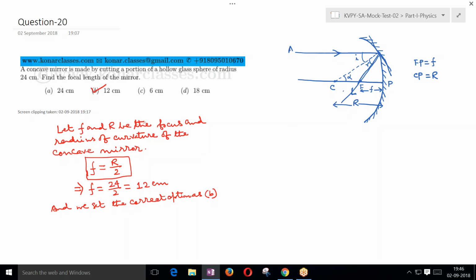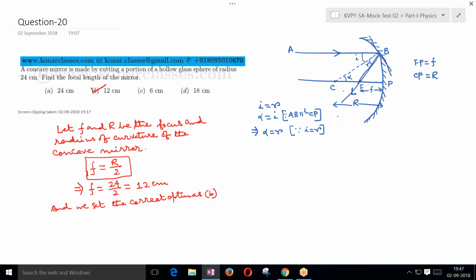Now suppose the ray starts from the point A and reaches the point B. And what we know from the fundamental law is that i is equal to r. That is one thing, and alpha is equal to i. Why is alpha equal to i? Since AB is parallel to CP, these two angles are equal. So from these two we can conclude that alpha is equal to r, since i is equal to r in the previous step, and alpha is equal to i.